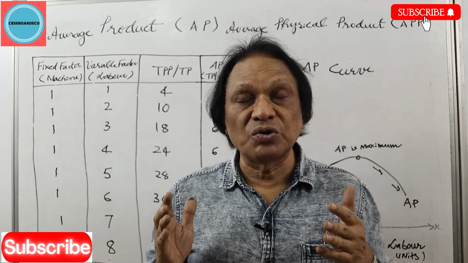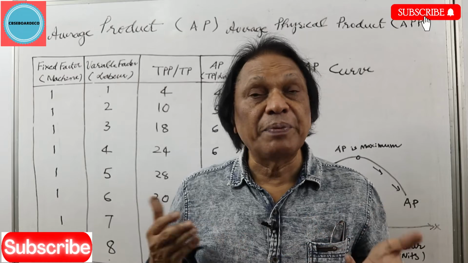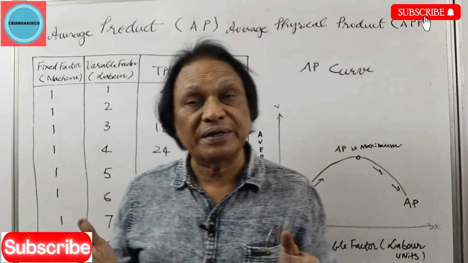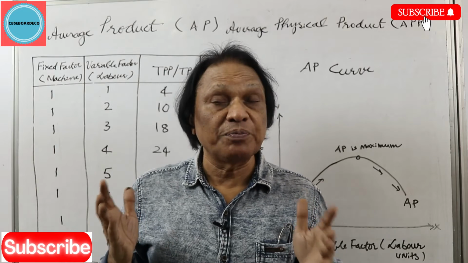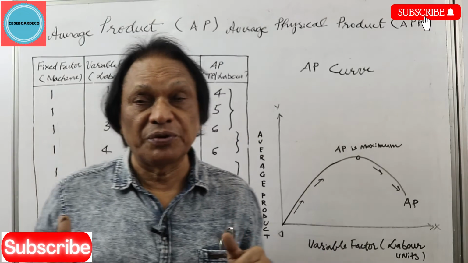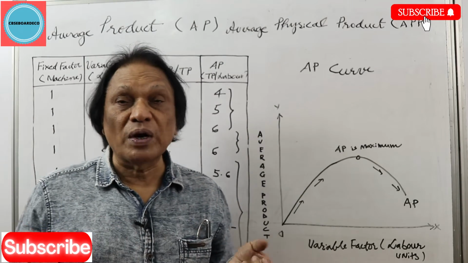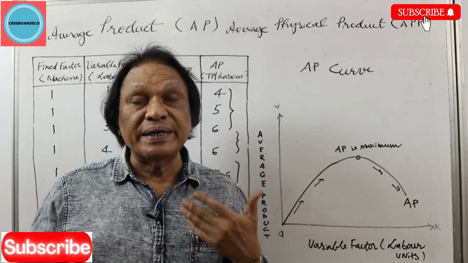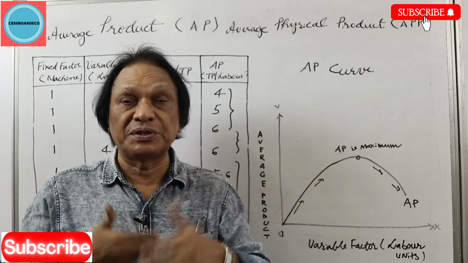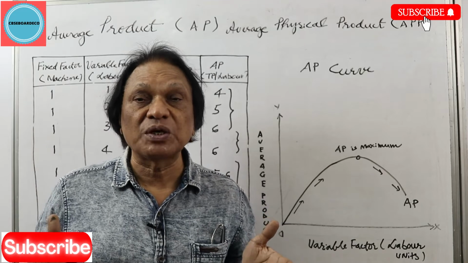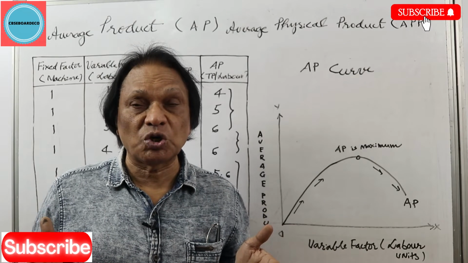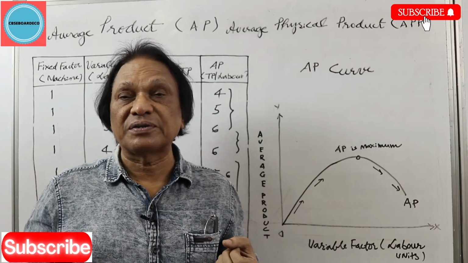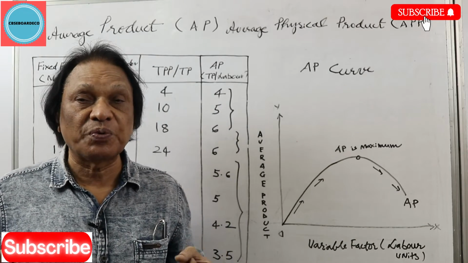AP is equal to TP upon labor units. We call it TP upon variable factors of production. So variable factor, we always take it as labor units. Now let's see what happens in the short period or in the short run as we go on increasing a variable factor, laborers, on the same fixed factor, because you cannot increase the fixed factor in the short period. When you go on increasing a variable factor on the same fixed factor, what happens to average product?